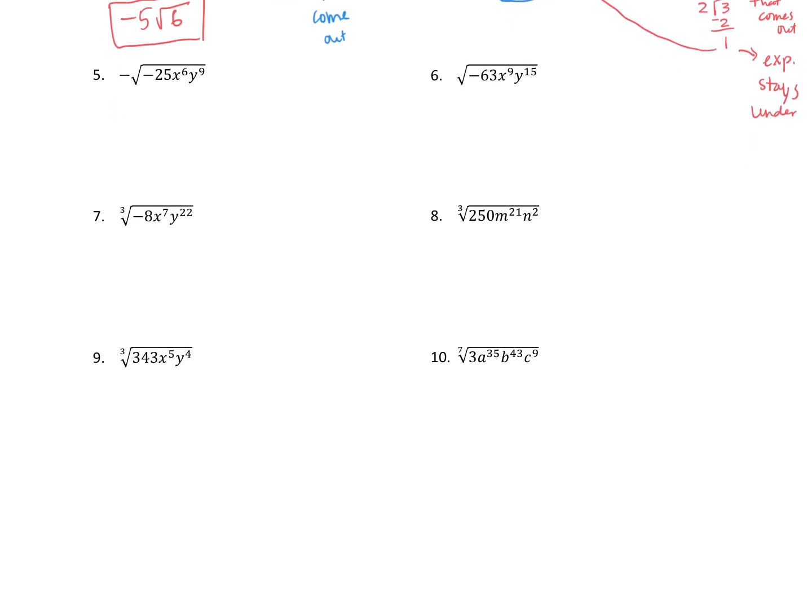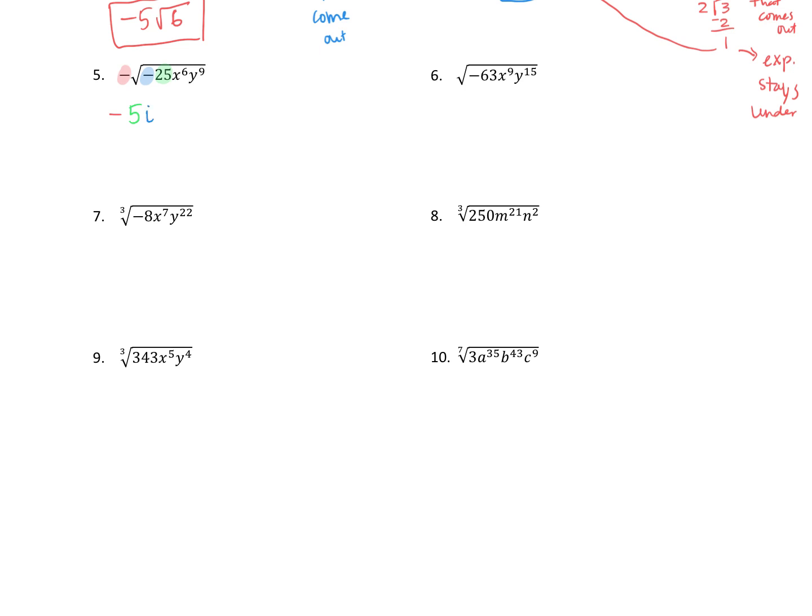So let's look at number 5. First thing, we've got a bunch of negatives. This negative out front is going to come down as a negative. It's a square root, so this negative is going to come out as an i. Okay, so that's the first thing, take care of that. The square root of 25, that's going to be just 5. So I'm going to squeeze that between the i and the negative, so we'll have 5i.